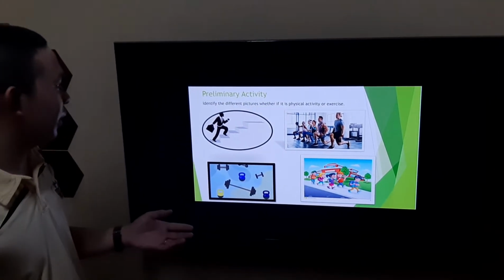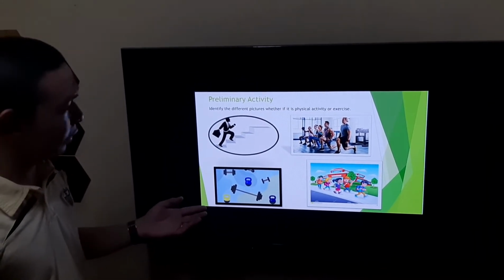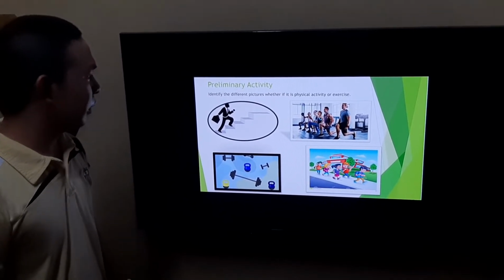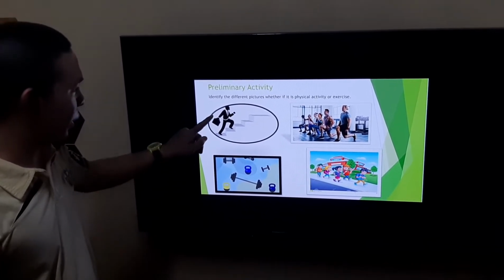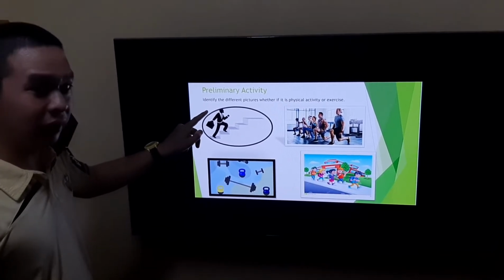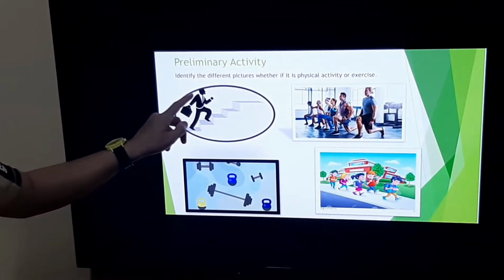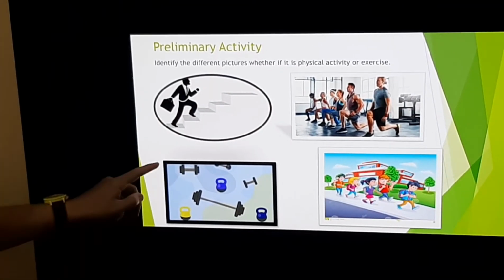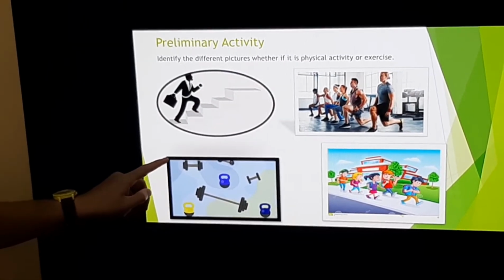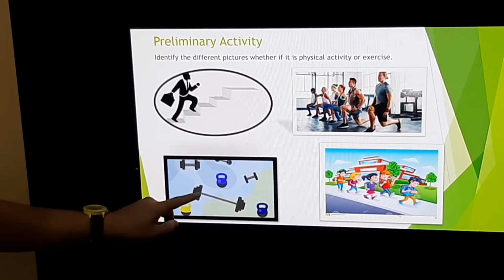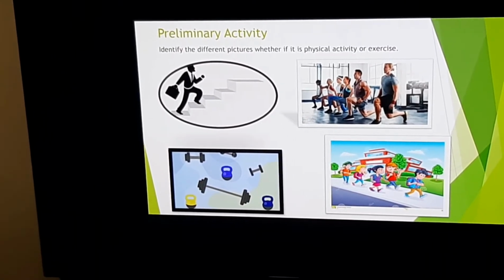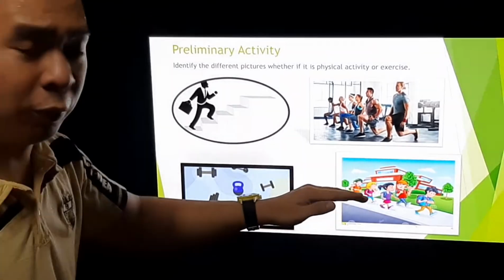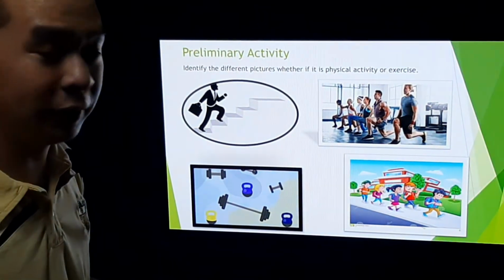class, let's identify the different features, whether it is physical activity or exercise. So, first feature is climbing a stair is a physical activity. Second is circuit training is an exercise. Third is free weights is an exercise like barbells, dumbbells, and kettlebells. Last feature is walking home from school is a physical activity.